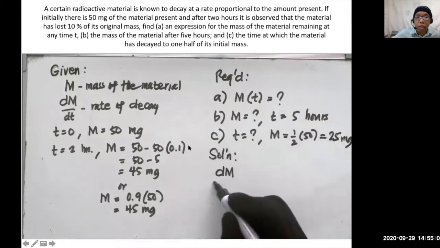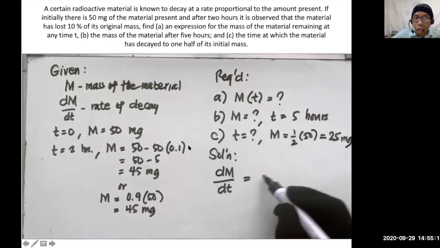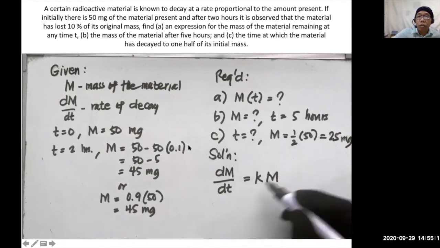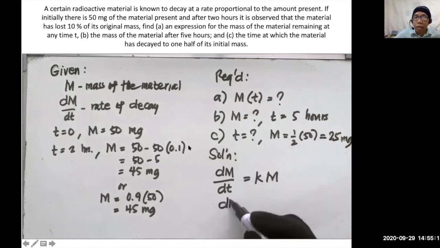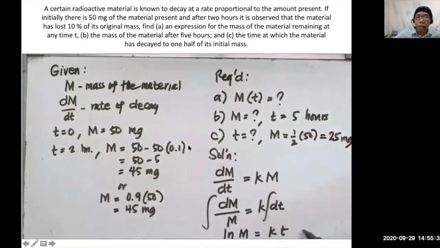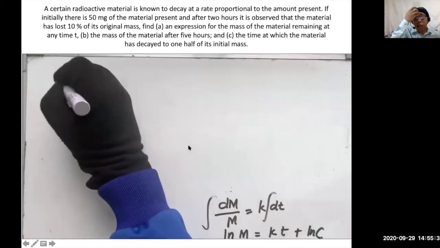So again, I'll be using the same equation. The rate of decay is proportional, so we have k there, to the mass of the material. So we separate the variables, and then we integrate both sides of the equation. We have ln of M on the left-hand side, and on the right you have kt plus the arbitrary constant c, or you can put ln of c to simplify the given solution.